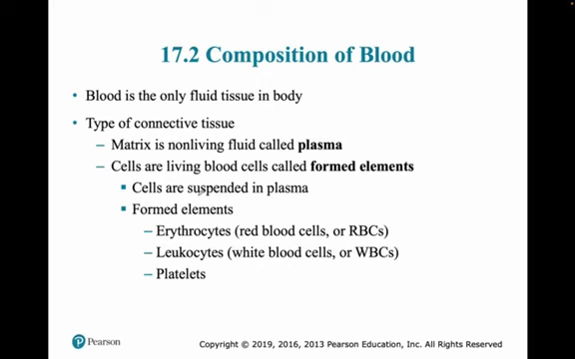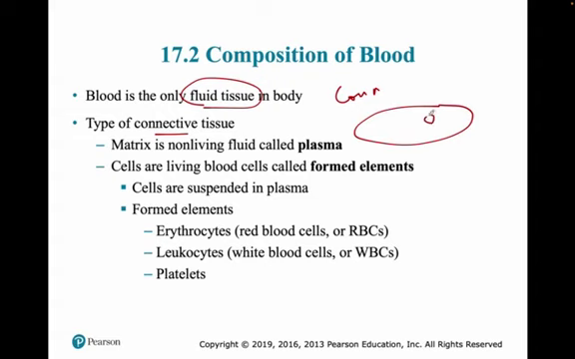Now, what is blood composed of? First of all, it is a tissue. It's a connective tissue and the only fluid tissue. Remember, this is a connective tissue, right? The matrix. So if we take a drop of blood, what we will see is a lot of matrix in there, and that is plasma, right?